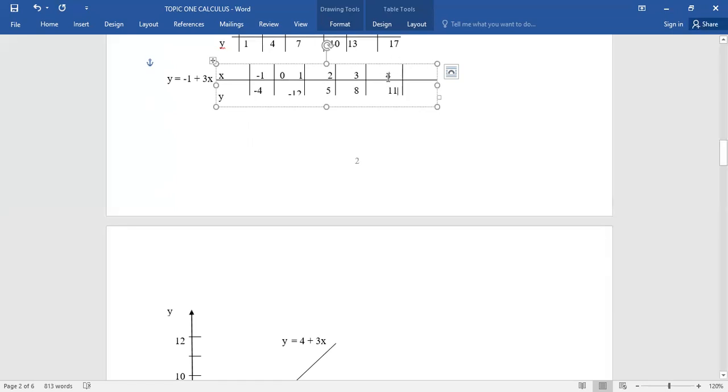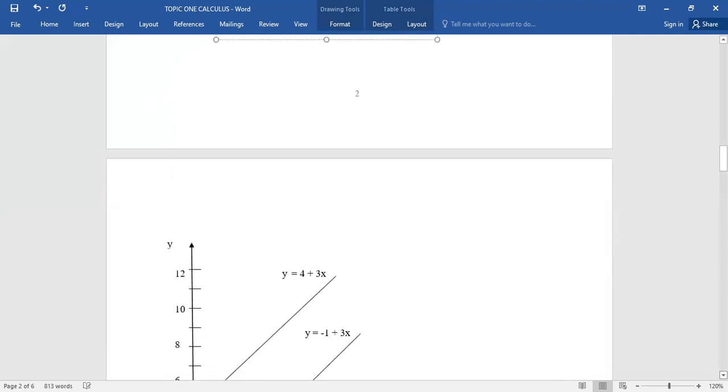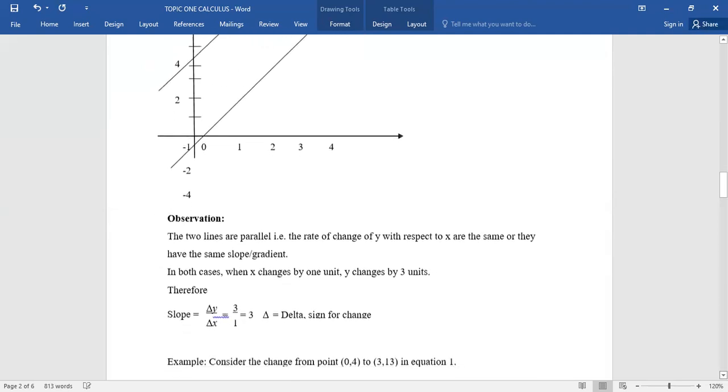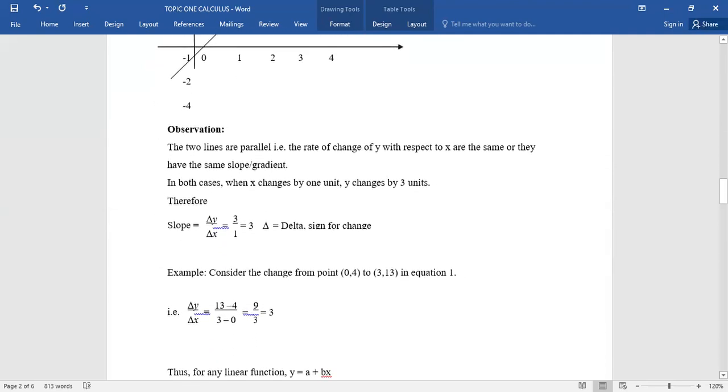Then you have 4 minus 2 will give us 2. In other words, we are saying the change in y over the change in x for the two linear functions is the same, and that's why we are getting the same slope. Yeah. So this is what I was trying to demonstrate.